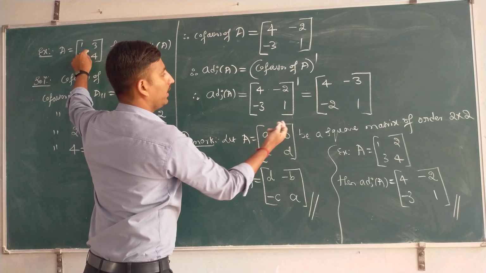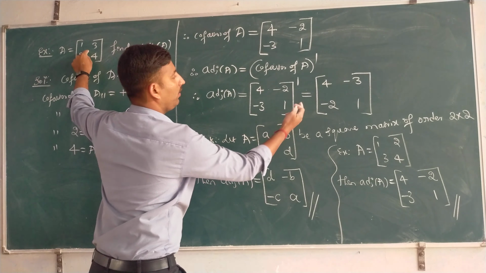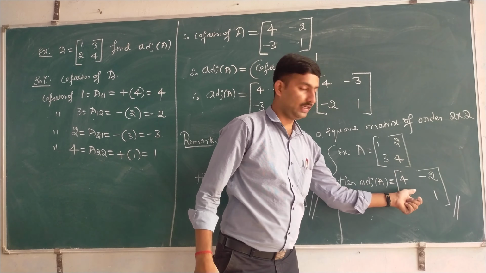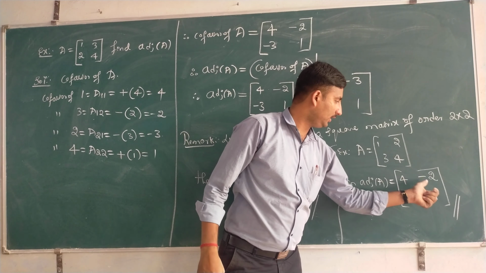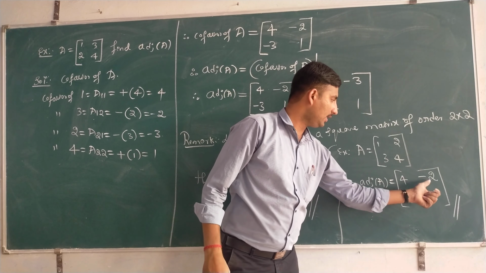1, 3, 2, 4: 4 and 1 interchange, and the rest of the elements you change the sign. Correct? 4 and 1 interchange. 3 becomes minus 3, 2 becomes minus 2. Here 1, 2, 3, 4. 4 and 1 interchange, and the rest of the elements you must change the sign.